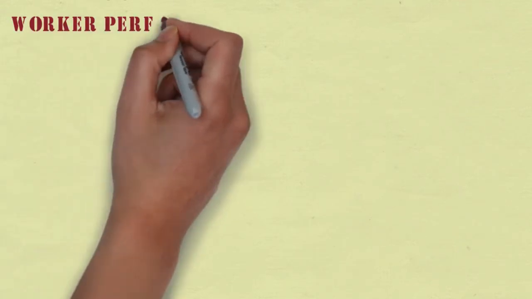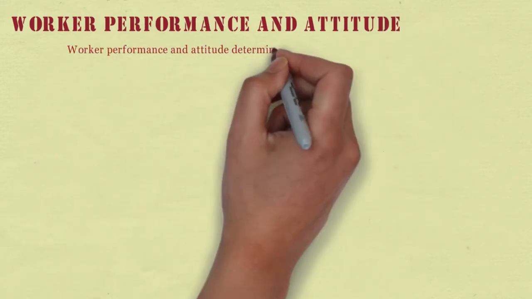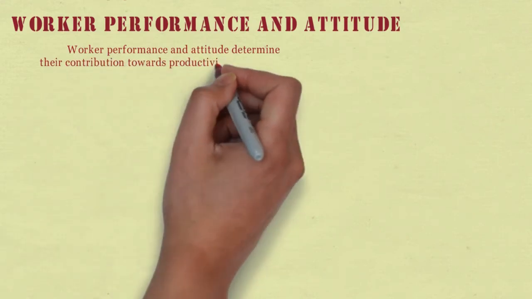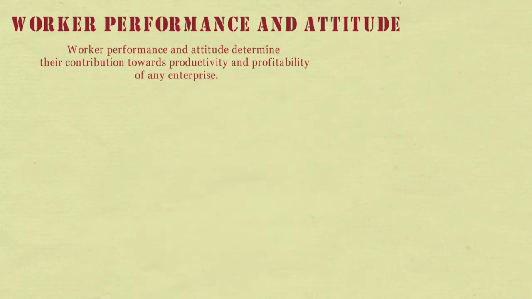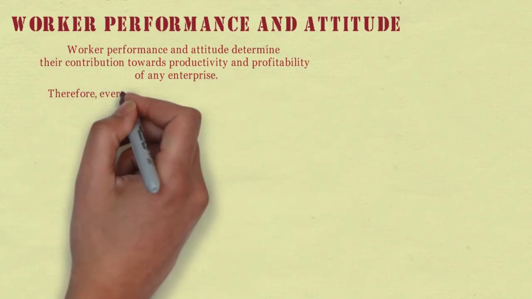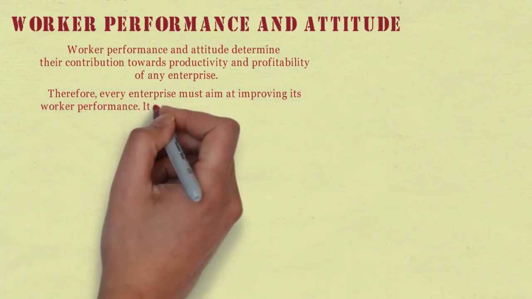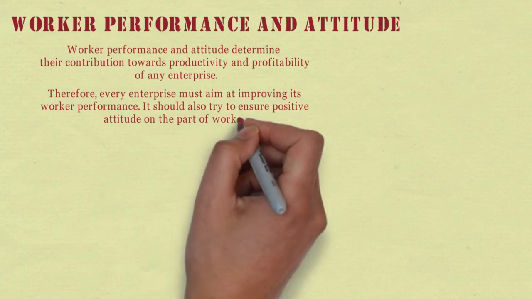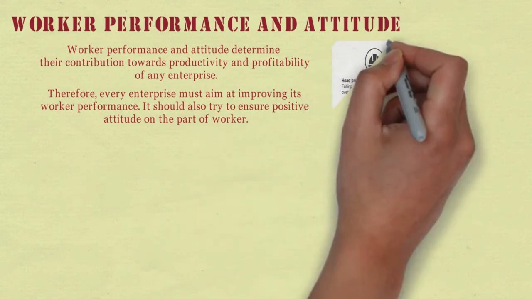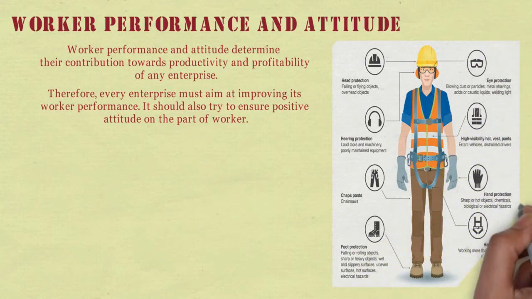Worker performance and attitude. Worker performance and attitude determine their contribution towards productivity and profitability of any enterprise. Therefore, every enterprise must aim at improving its worker performance. It should also try to ensure a positive attitude on the part of the worker. Let us take an example of a worker working at a construction site. Now, management has to ensure that the worker has a positive attitude while working there. Management has to provide the worker with a proper protective wear kit, which includes safety glasses, gloves, etc.